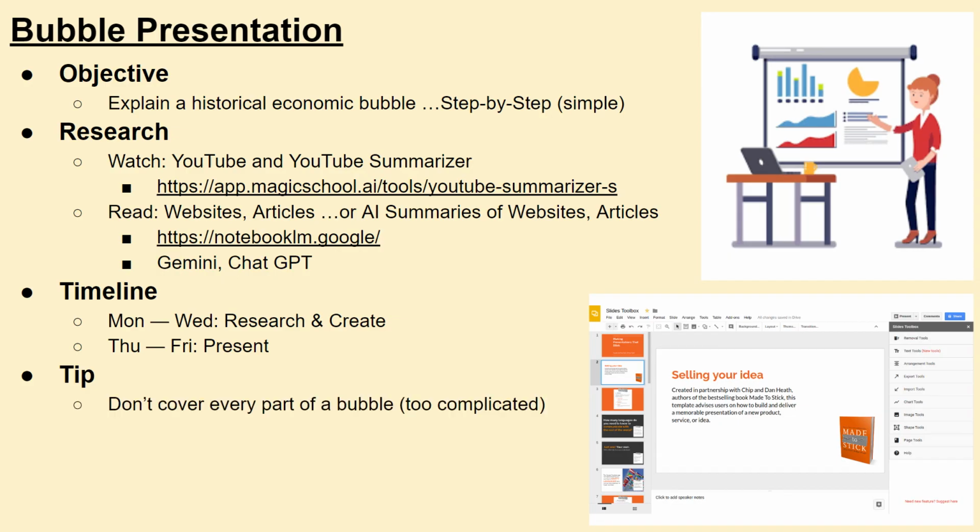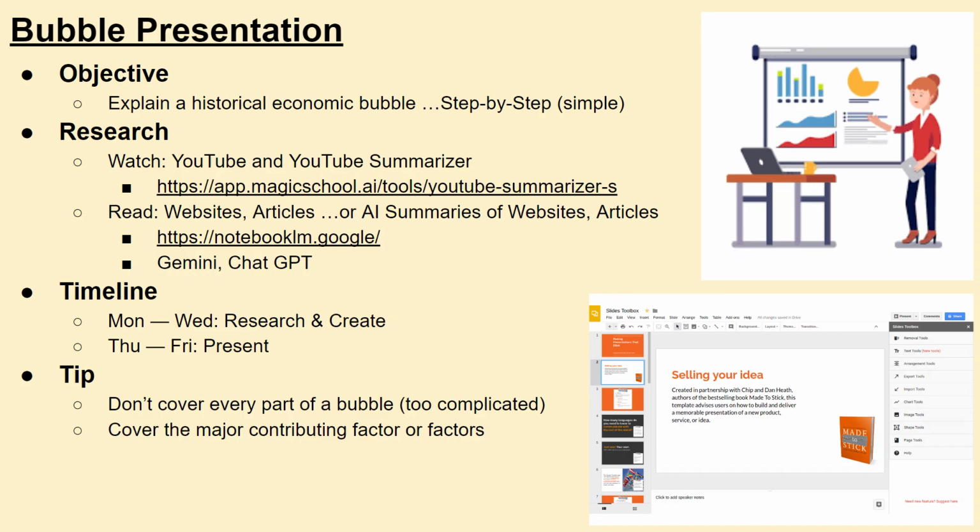Do not cover every part of a bubble. Often, like in the railroad example of the Panic of 1893, I focused mainly on the situation with the railroads. There were also contributing factors that had to do with the argument between gold and silver specie. I did not get into it. That's too complicated. That's too much. I would have lost you. You do not want to lose the audience. Keep it simple. Don't cover every aspect of the bubble.